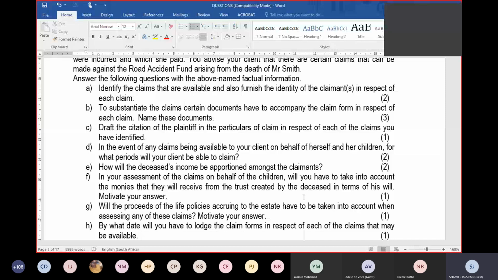D. In the event of any claims being available to your client on behalf of herself and the children, for what periods will your client be able to claim? So they don't want to tell us directly the claim in respect of loss of income, because if they tell us loss of income here, they're giving us the answer to A. So here they're saying, in the event of any claims being available to your client on behalf of herself and her children, for what periods would your client be able to claim?